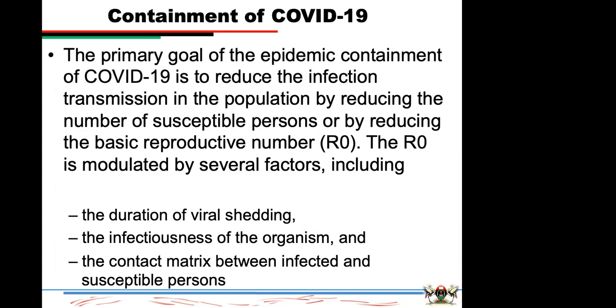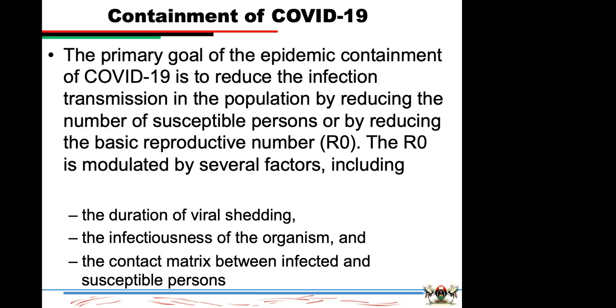Now, the primary goal of the epidemic containment of COVID is to reduce the infection transmission in the population by reducing the number of susceptible persons or by reducing the basic reproductive number. And we know that the reproductive number is modulated by several factors, including the duration of viral shedding, the infectiousness of the organism, and the contact matrix between infected and susceptible persons.